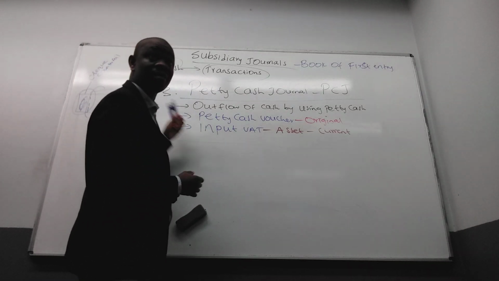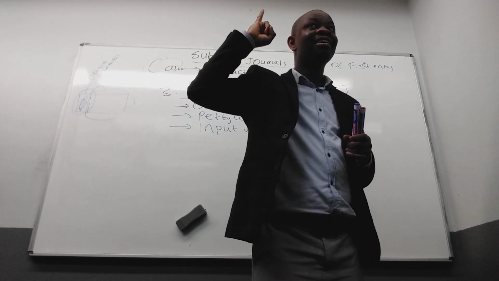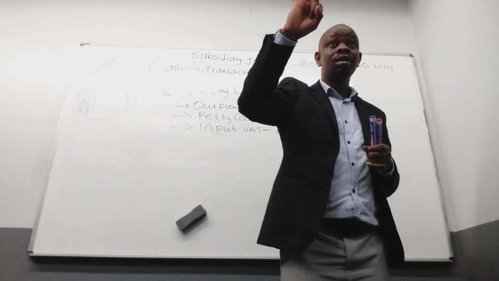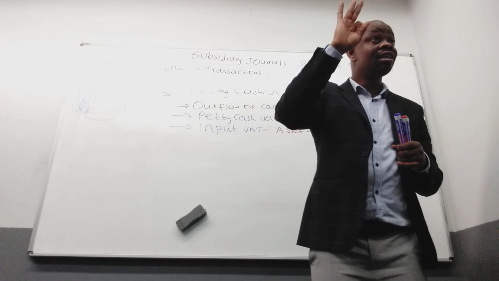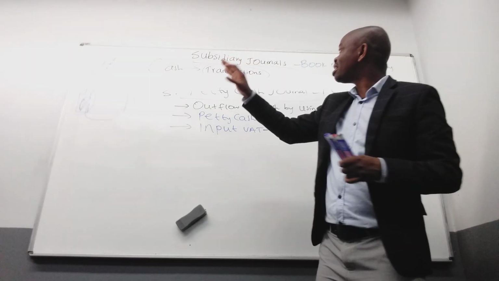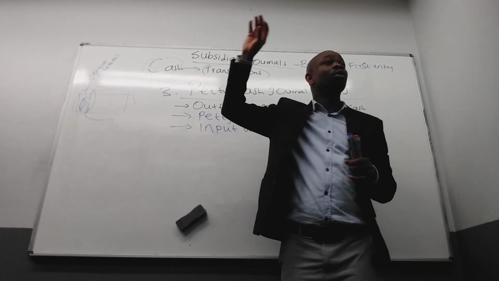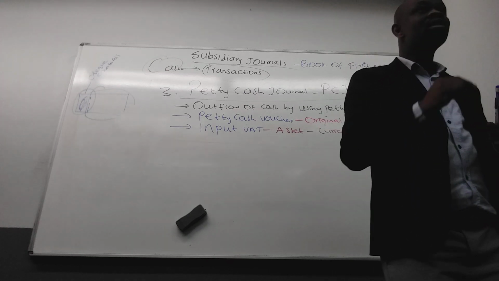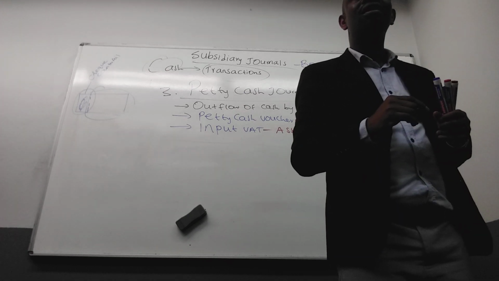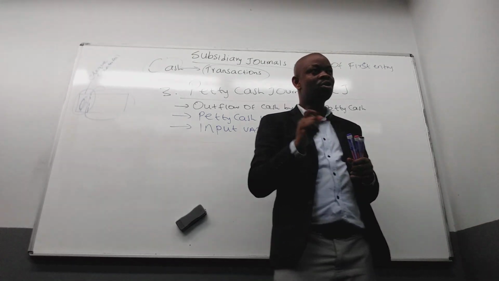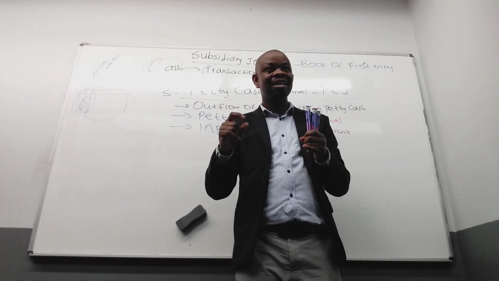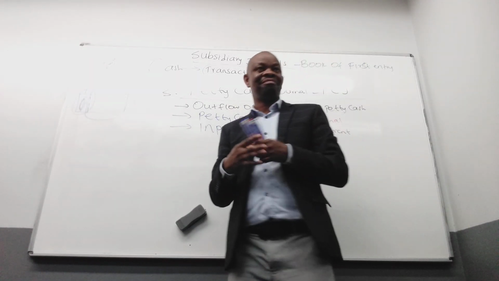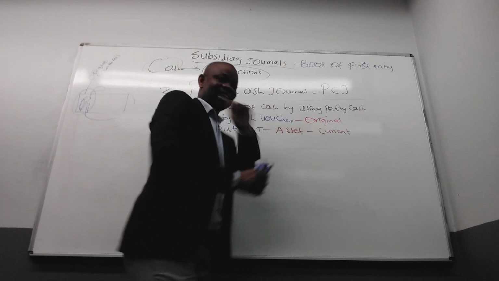This is number 3. Meaning number 1 was? Cash book receipts. 2. Cash book payments. 3. This is the journals where you are going to deal with what? Cash. But 2 of them are outflows and 1 is inflow. Which one is inflow? Cash book receipts. Which ones are outflows? Cash book payments and petty cash. This is the theory that I want us to learn.